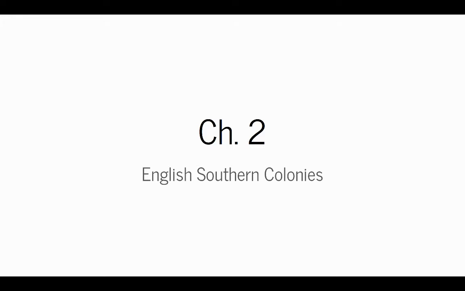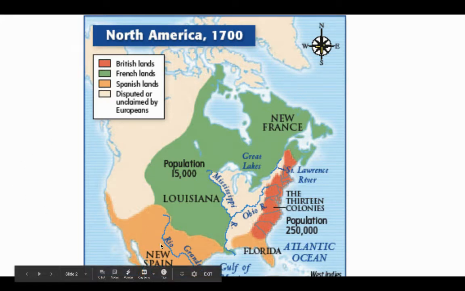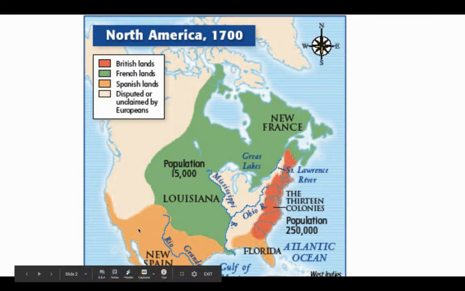So chapter 2 focuses on the Southern English colonies, but I wanted to take a quick moment to refresh you on where we've been with chapter 1 and where we are heading. In chapter 1, we focused a lot on New Spain and how the Spanish came over to North America, Central America, and Southern America, and their influence there. Now, obviously, this map focuses mainly on California, the Southwest, into modern-day Texas and Florida.